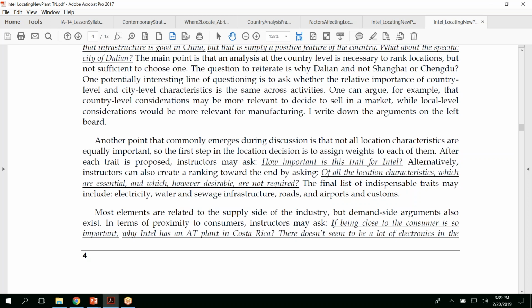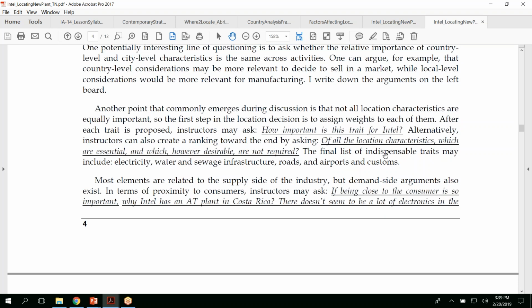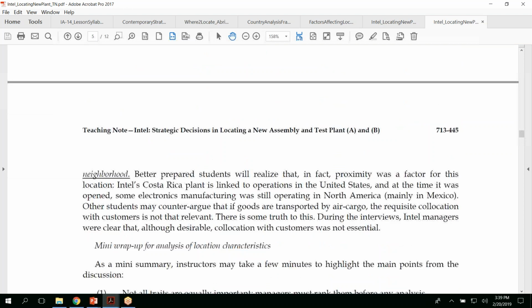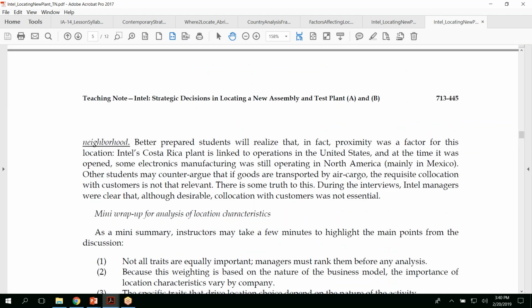The point is to get students understanding the process. That's why you ask questions like, what's the point of this location? What good is it about, right? Here are some interesting questions about which location characteristics actually matter. If being close to the customer is so important, why does Intel have an assembly and test plant in Costa Rica, right? That doesn't seem to make sense. But again, this idea of trading off proximity versus labor costs. But there's also, by the way, at the time, they actually are doing some manufacturing, at least in Mexico, so Costa Rica is not that far from their production. But it gets students to think about the right questions, right?